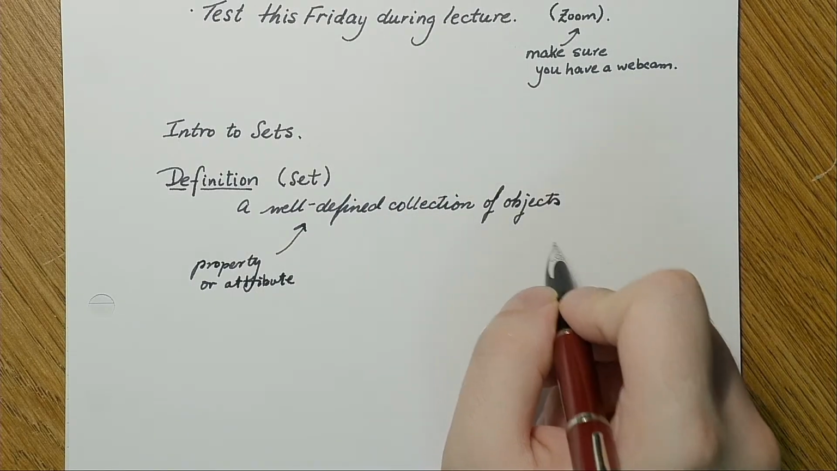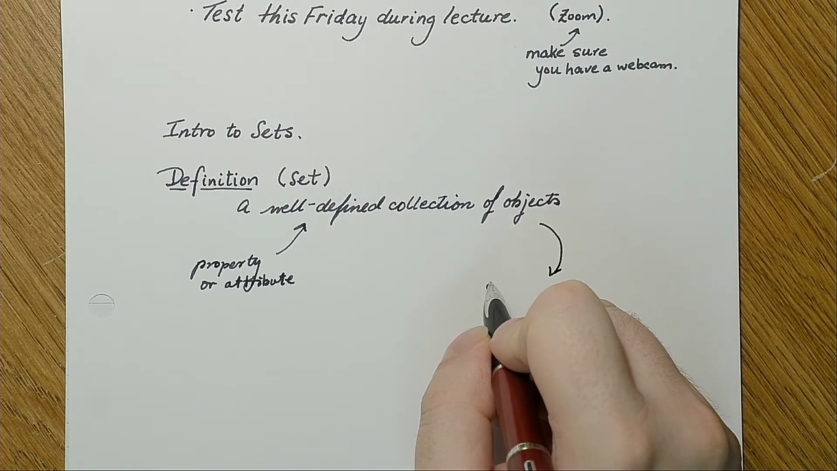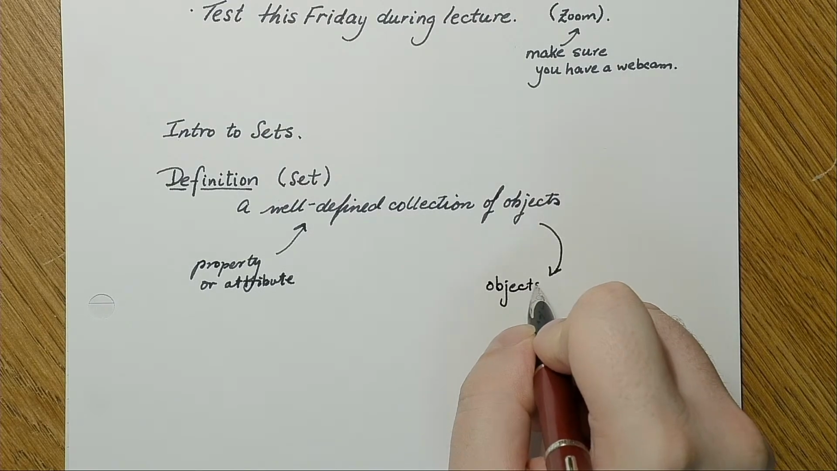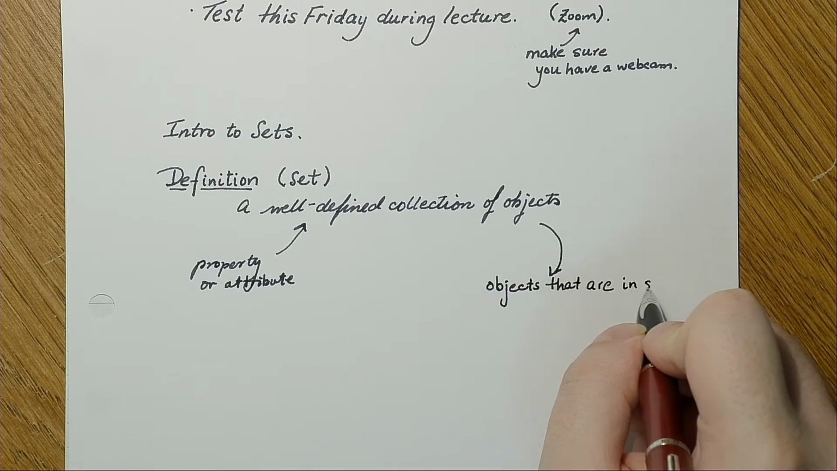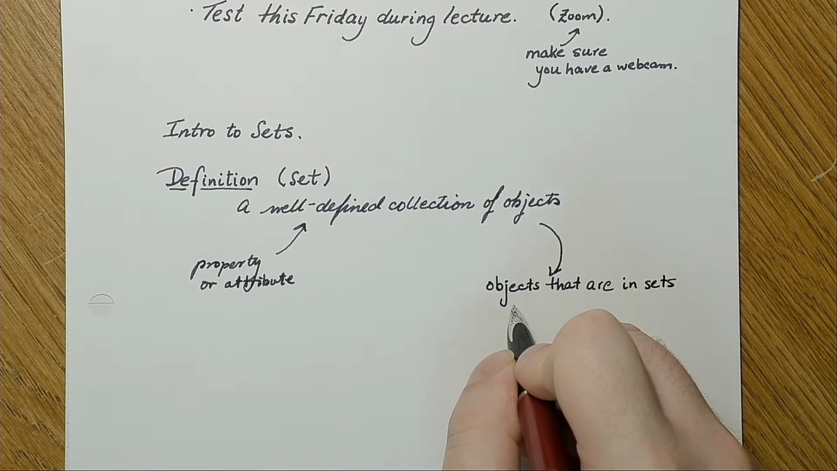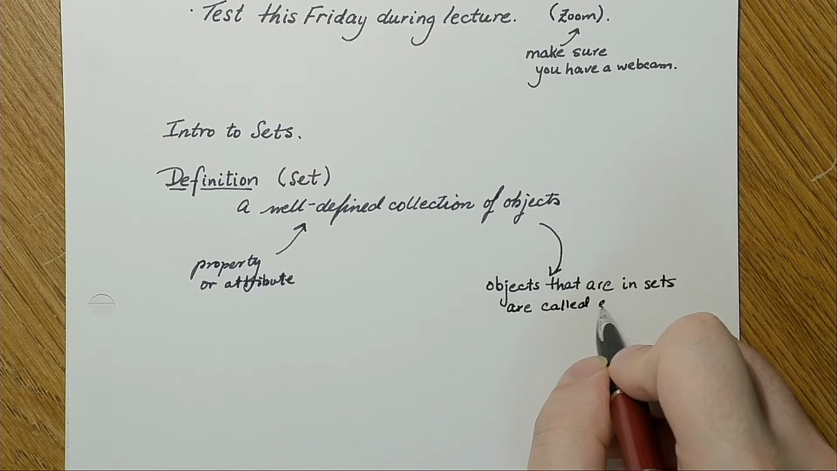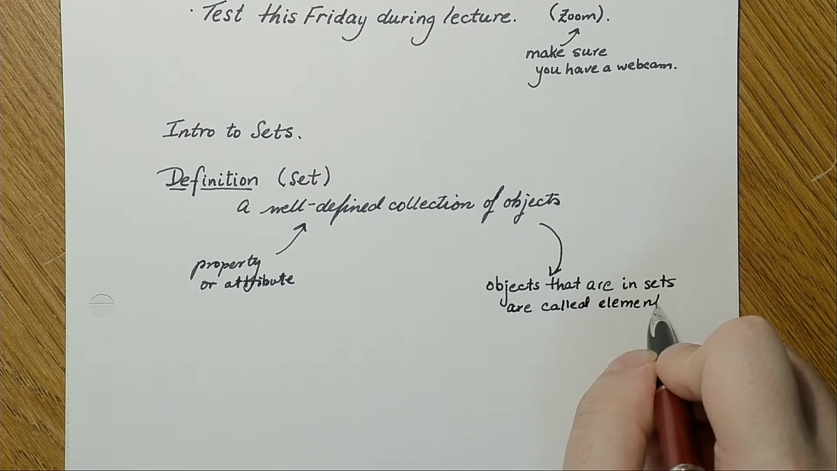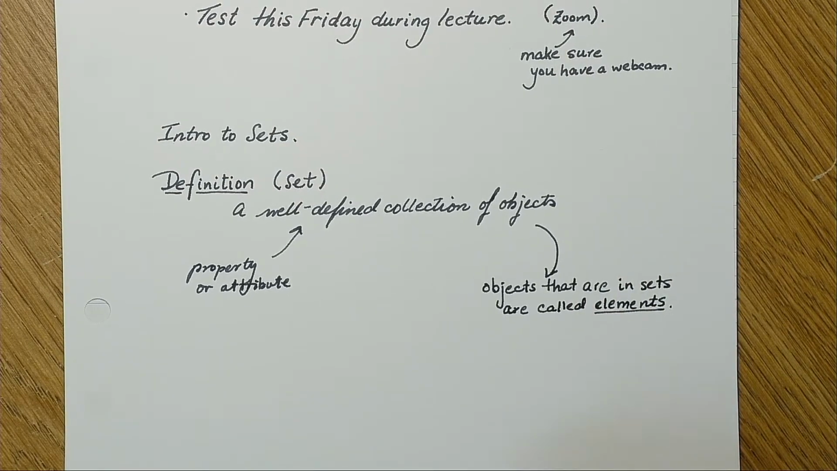Okay. And these objects that are in sets, in math we call them elements. So in this course, we'll have three ways of describing a set.